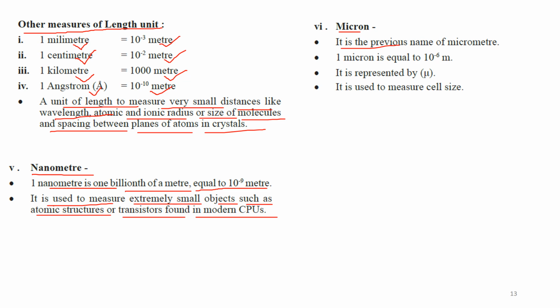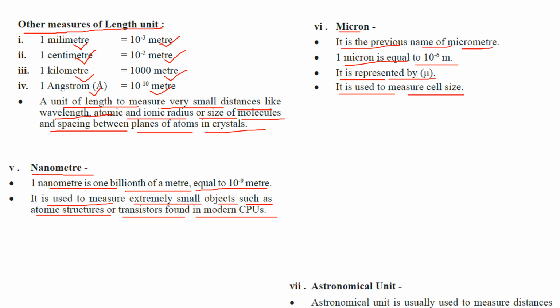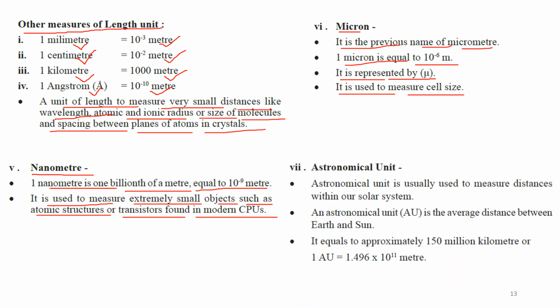It is the previous name of micrometer. Micron is also called micrometer. 1 micron is equal to 10 to the minus 6 meter, and mu m is written in many places. Micron or micrometer is the same thing. It is represented by mu. It is used to measure cell size. Next, astronomical units.